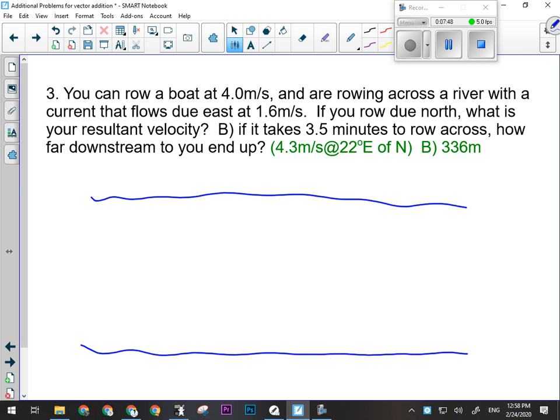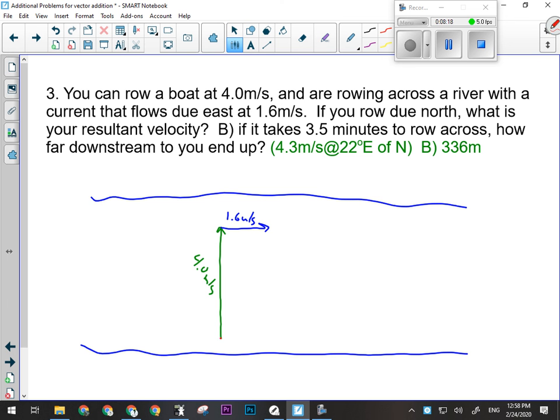Okay, and we know that we can row the boat at 4 meters per second. And we're rowing across the river. So we're rowing across, which doesn't mean we're going across. So I've got 4.0 meters per second as the rowing speed. I have a current speed going east at 1.6 meters per second. So what's your resultant velocity?